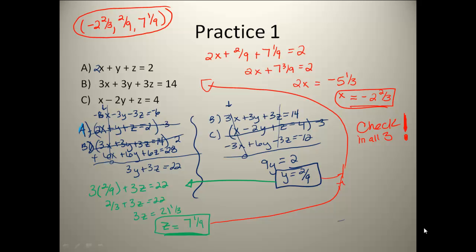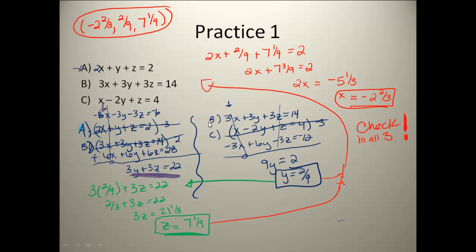Okay, so for this last one, now that I've changed equation A, I set up my two mini systems with A and B, and then I had to multiply my top equation by negative 3 and my bottom equation by 2 in order to get rid of my x variable. Went through that work and I came up with 3y plus 3z equals 22. So that was my stopping point there.